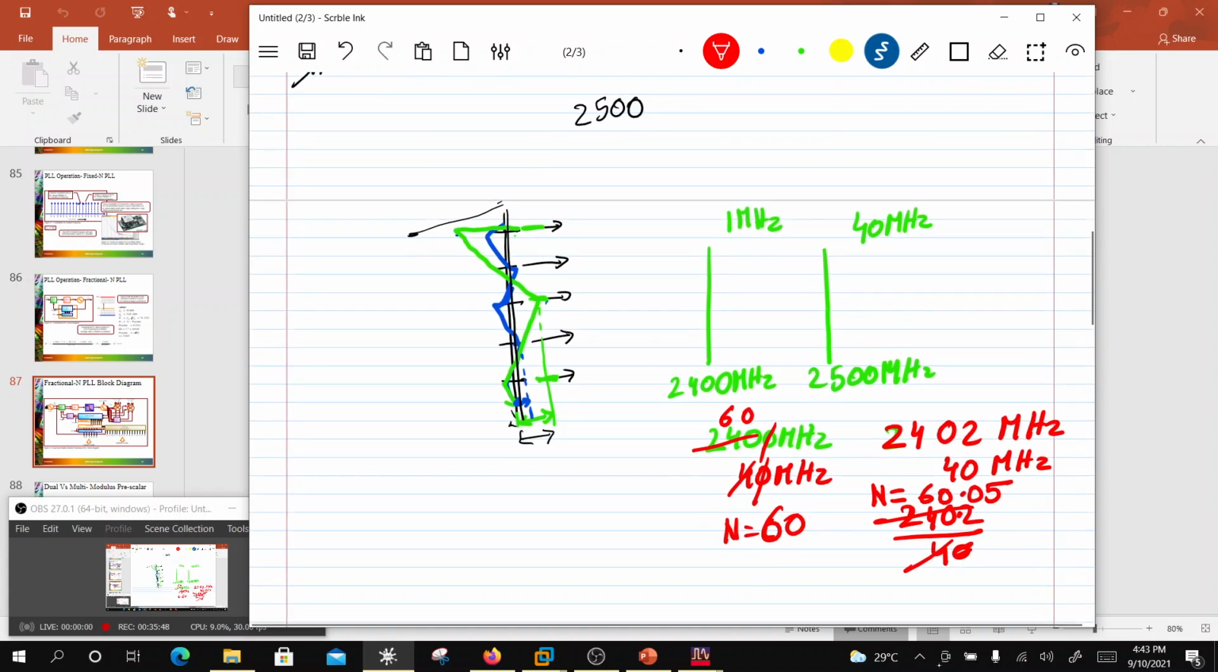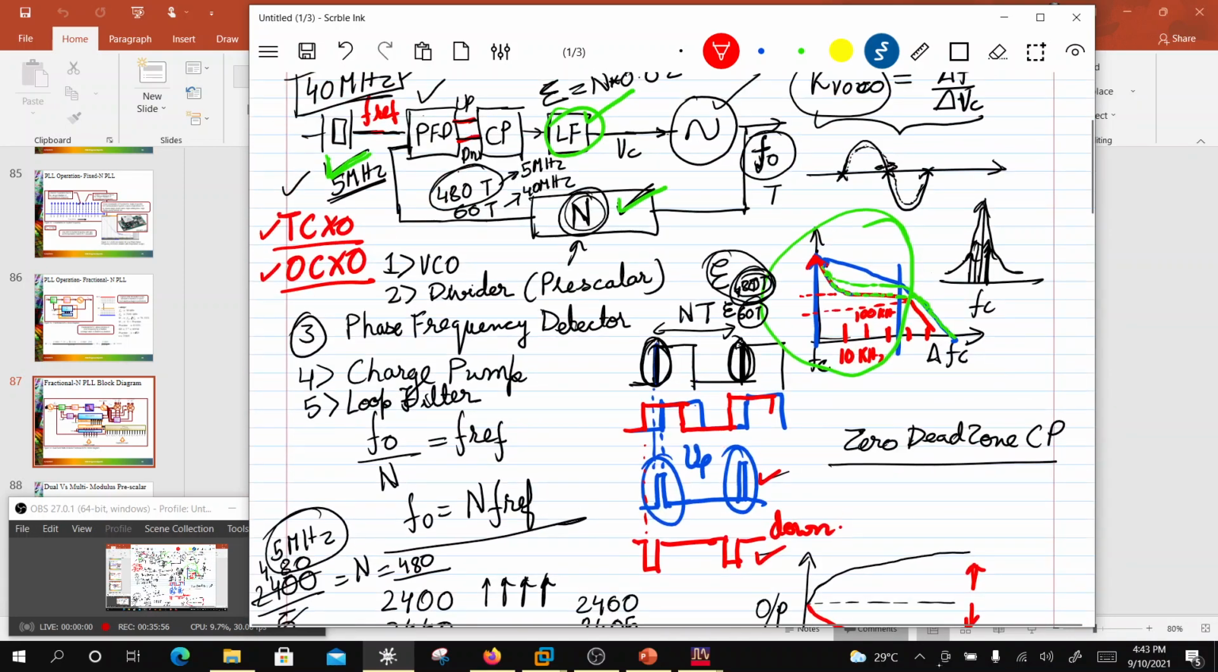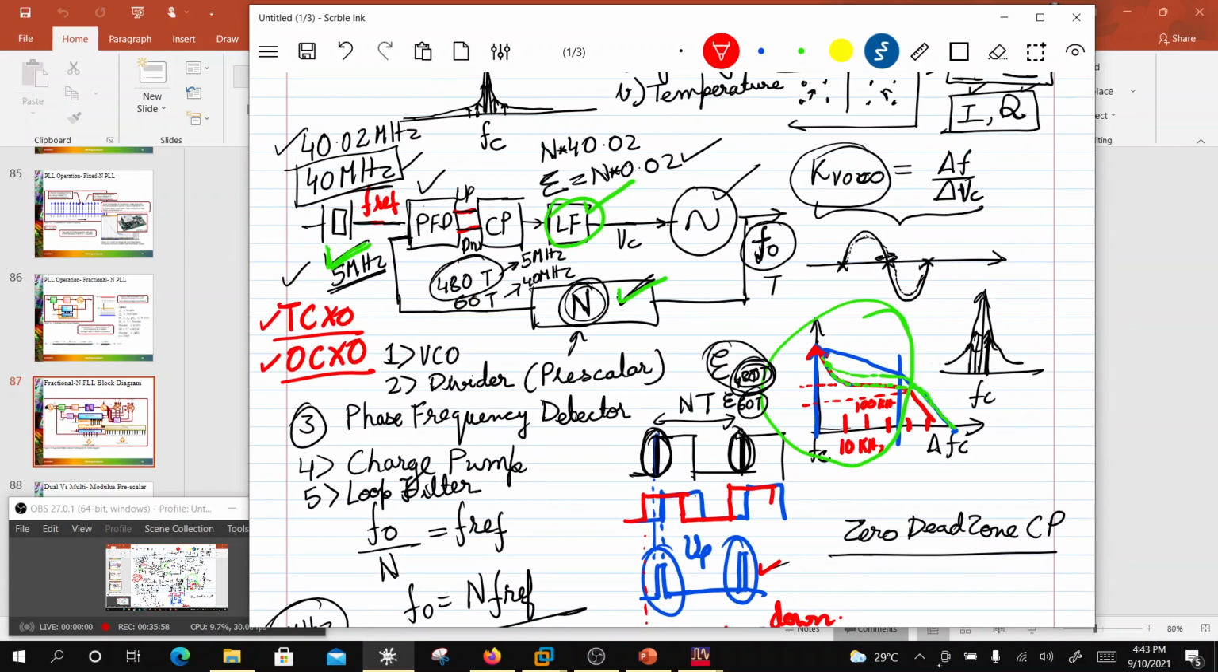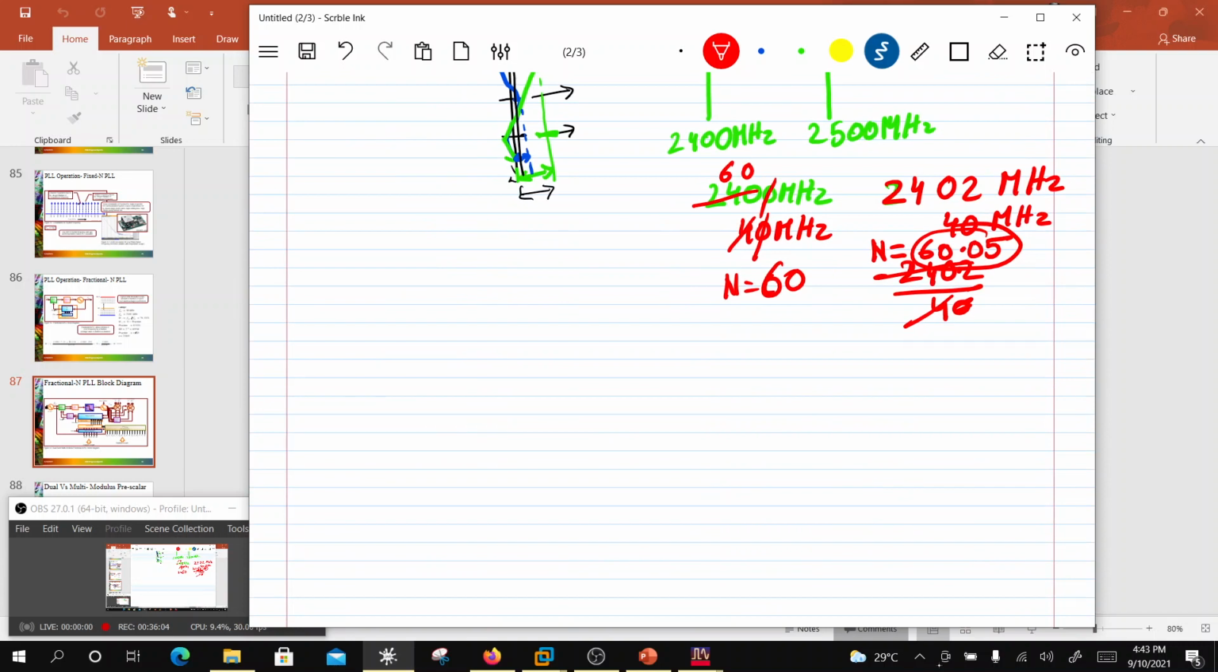Now the question I would ask is, can I generate a fraction? Can I generate this N, which is no longer an integer but a fraction? That's what is done by a fractional N PLL. Now how do you do that?